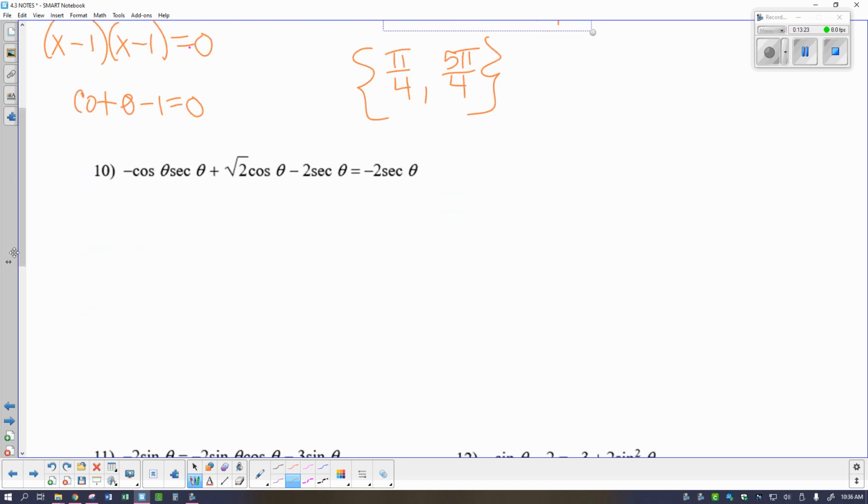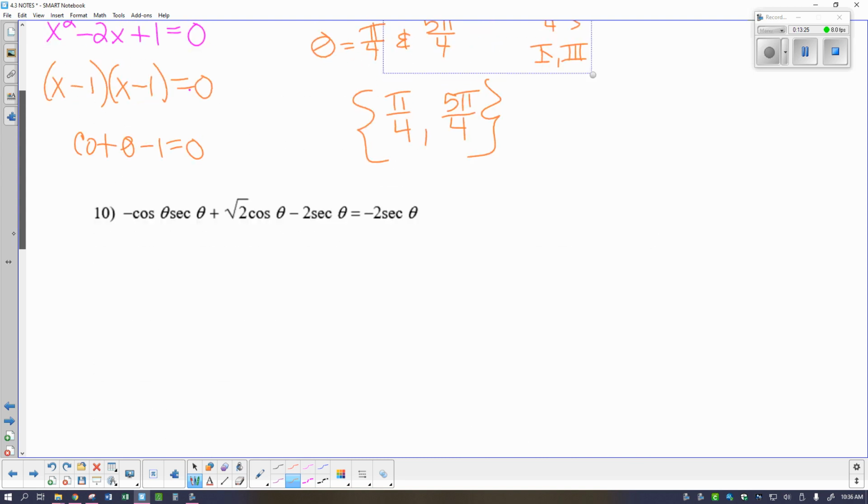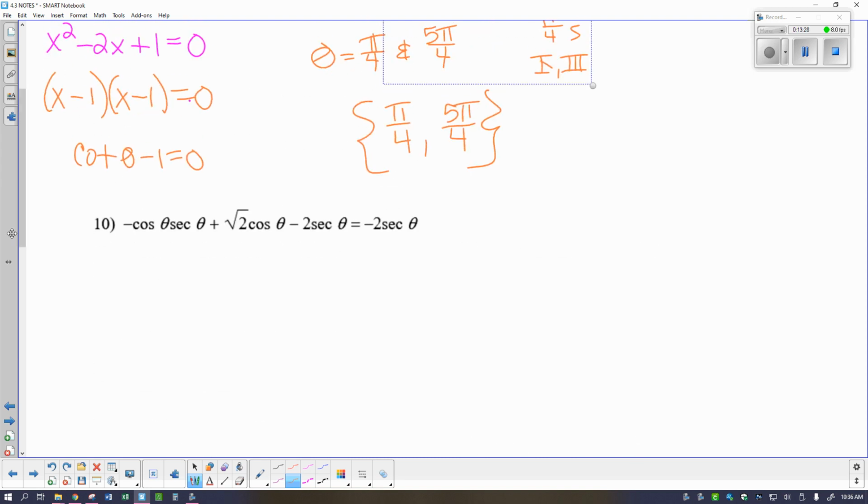Okay, let's try the next one. Number 10. I have a lot of stuff going on in here. So on this one, I am going to do a little bit of replacing. The first thing that I notice is if I move this to secant so I can set it equal, I'm going to add 2 secant. So now I've just made my problem a little bit easier, and that's by getting rid of that term.